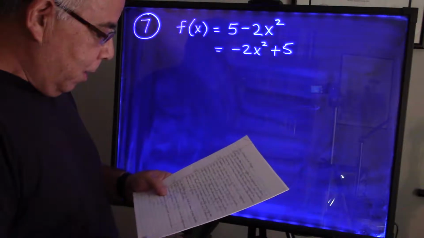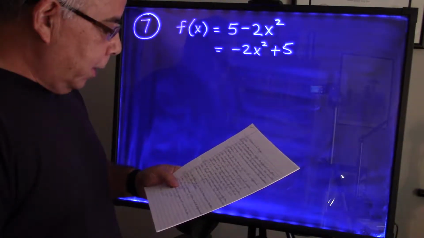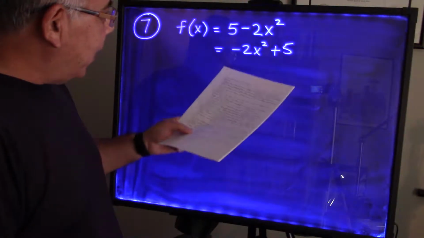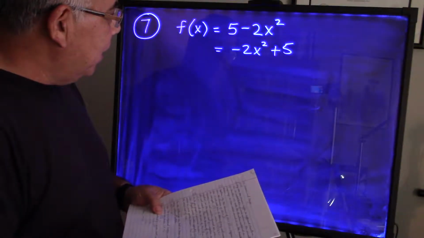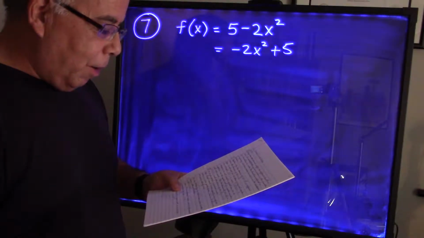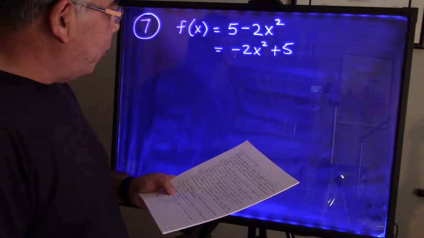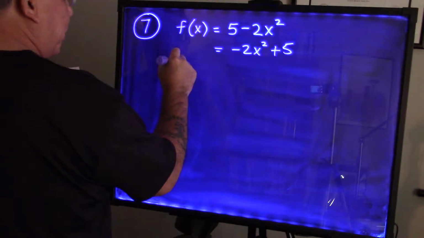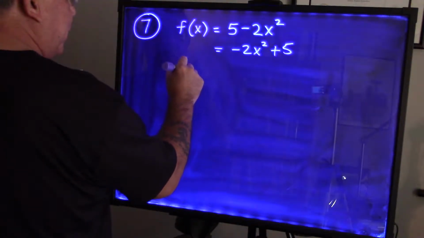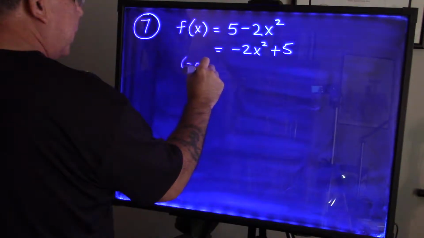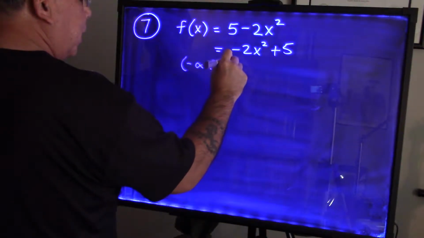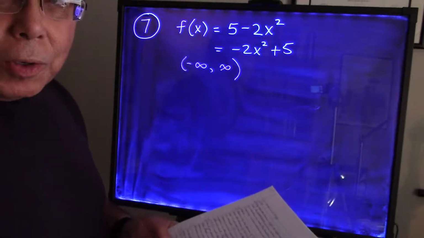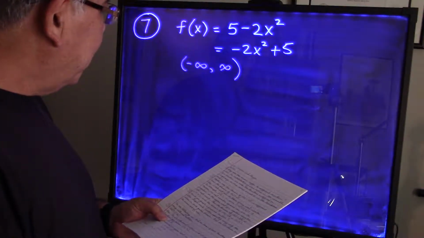It is a polynomial function as well. It's a polynomial, as you can see, and all polynomial functions have domain in the real numbers, all real numbers. So the domain is negative infinity to infinity. No real number will make that undefined. So everything works in this one.